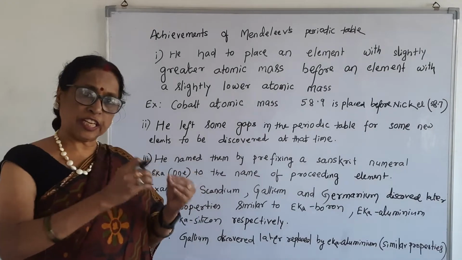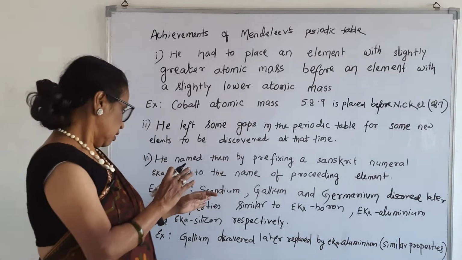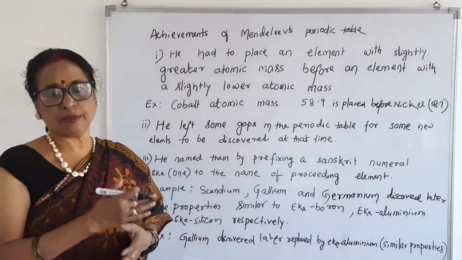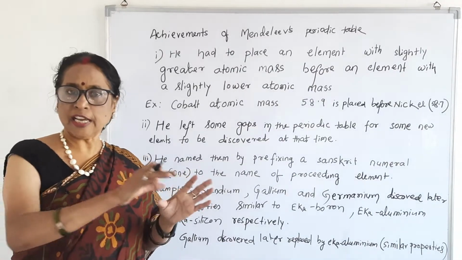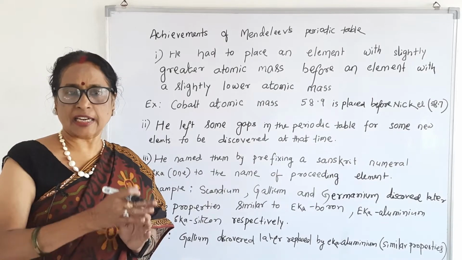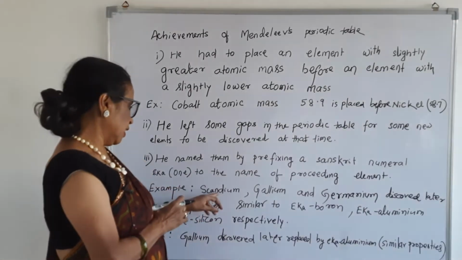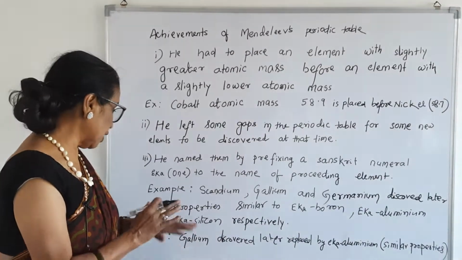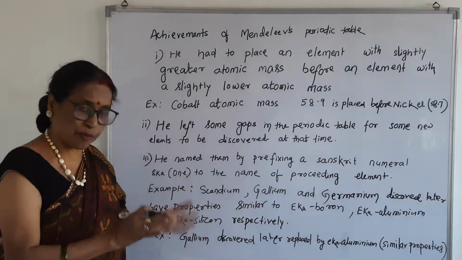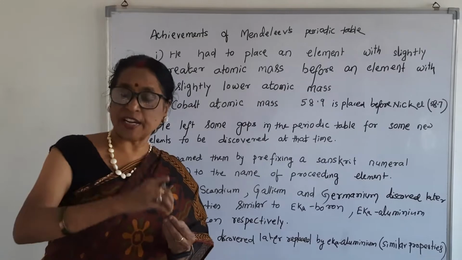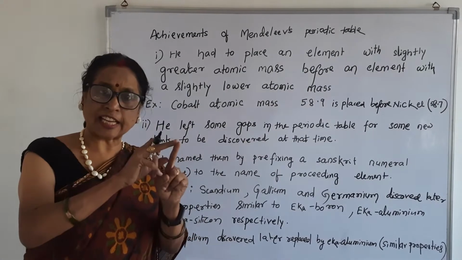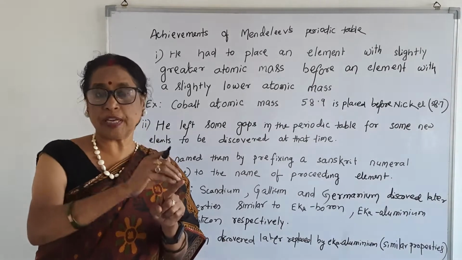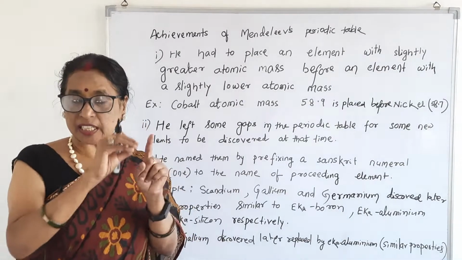Before putting the periodic table, here scandium, gallium and germanium were discovered. Already the periodic table was made, and in the meantime scandium, gallium and germanium were discovered. Then what to do? They have similar properties. The scientist Mendeleev had already proposed that some elements should be put in those places. Then what is the name? What is the important name of that gap element?